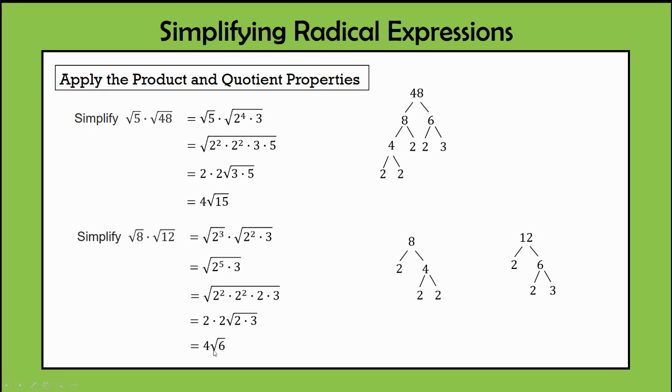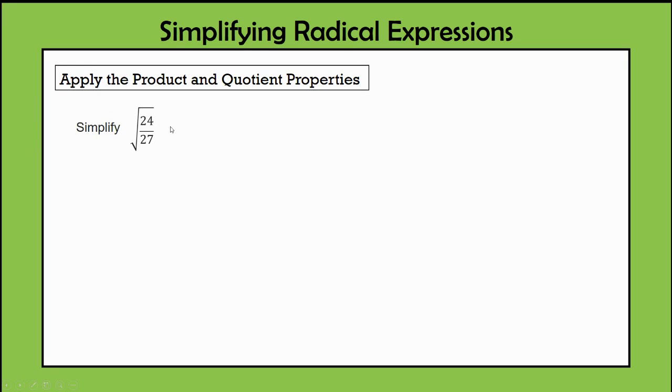I wind up with 4 square root of 6. So the simplified answer here is 4 square root of 6. So I'm using my simplification properties of breaking numbers down, and I'm using the product rule to combine them. Okay. How do we handle the quotient concept?